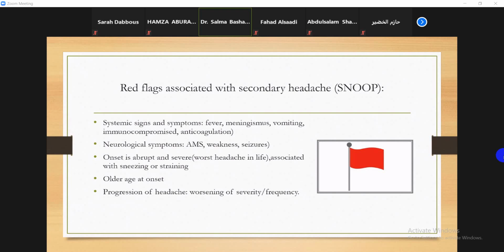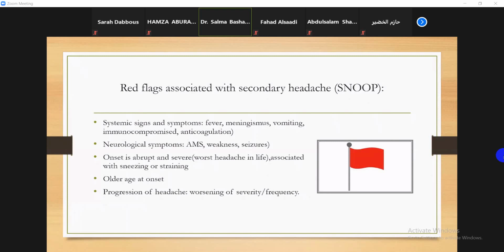The N is for neuro symptoms like altered mental status, weakness, seizure, all of that suggests, again, intracranial pathology. O is for the onset, if it's abrupt or severe. And we have an example for the worst headache in life ever. That's suggestive of a subarachnoid hemorrhage. If the headache is associated with sneezing or straining, this is suggestive of posterior fossa pathology.